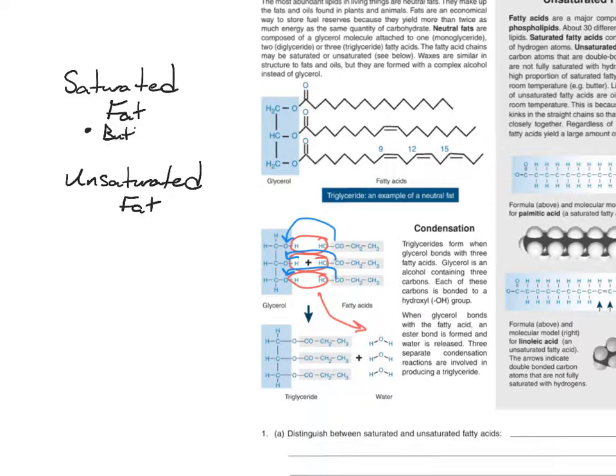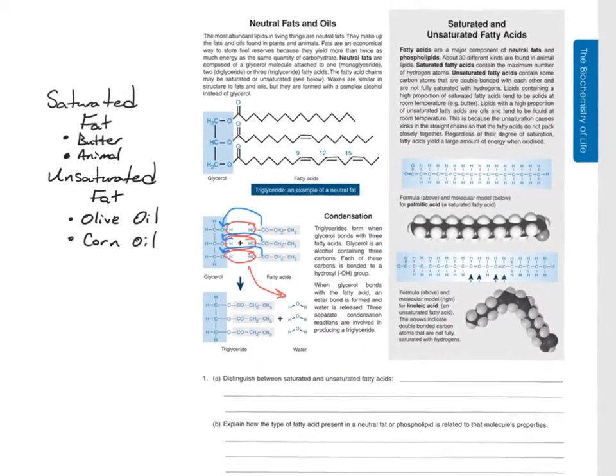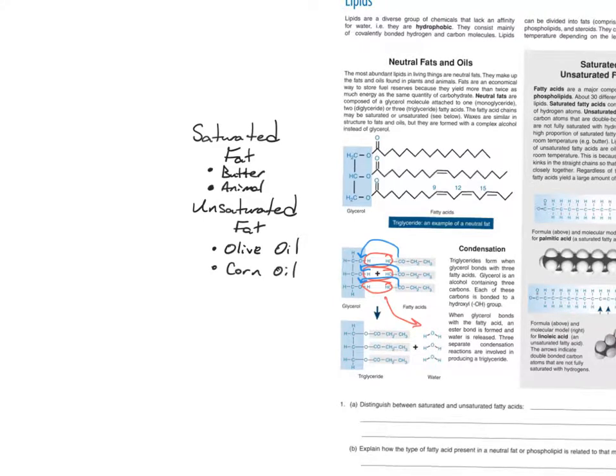All right. So what are examples of saturated fat? Butter, animal fat, the gristle on a steak, etc. What's an example of unsaturated fat? Olive oil, corn oil. What do you notice about saturated fat? What do you notice about this group of fats versus this group of fats?